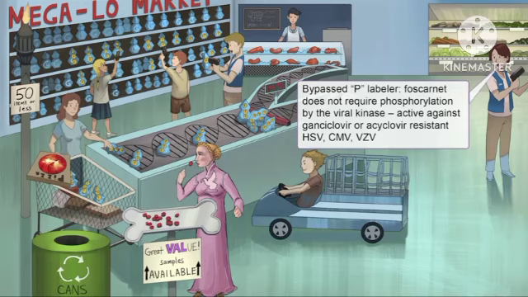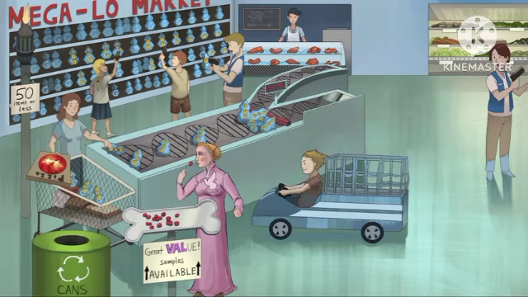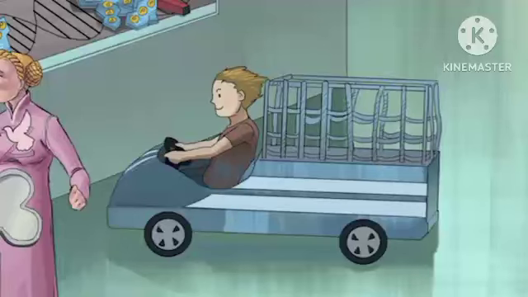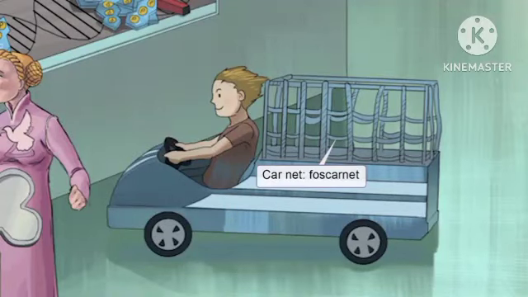Foscarnet is a pyrophosphate analog that directly inhibits viral DNA polymerase without requiring activation by phosphorylation. Zooming past him, bypassing this kinase, is none other than that obnoxious kid in the fast car net. You may remember this Foscarnet kid wreaking havoc in our sketchy micro CMV sketch. Well, he's back, and notice that he's slamming directly into the DNA polymerase cash register, just like Foscarnet's ability to directly bind to DNA polymerase to halt DNA synthesis. Foscarnet is available IV to treat end-organ CMV disease, as well as resistant strains of HSV and VZV.